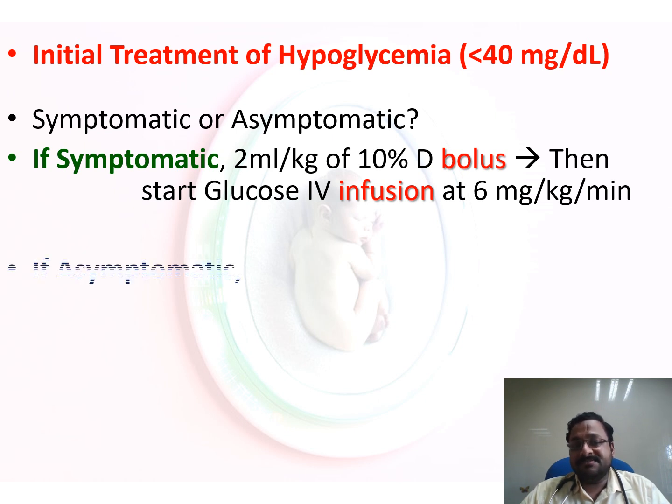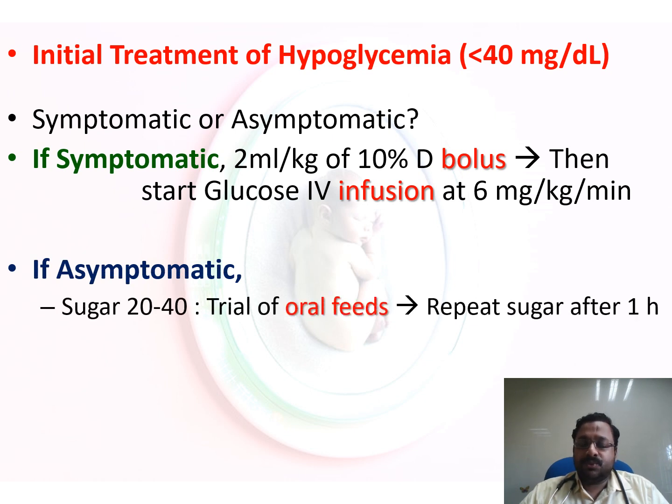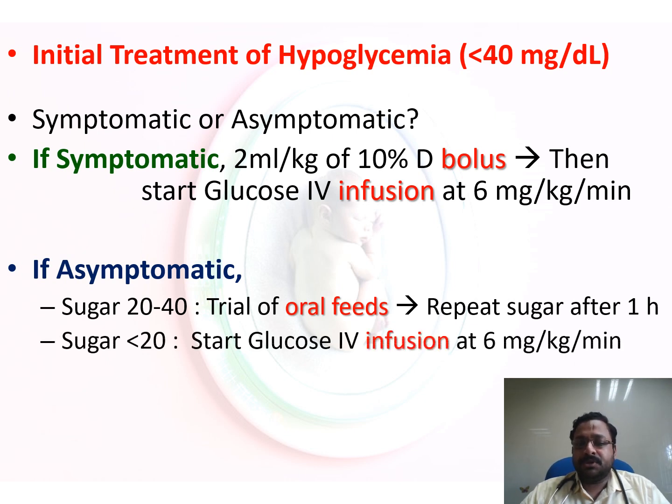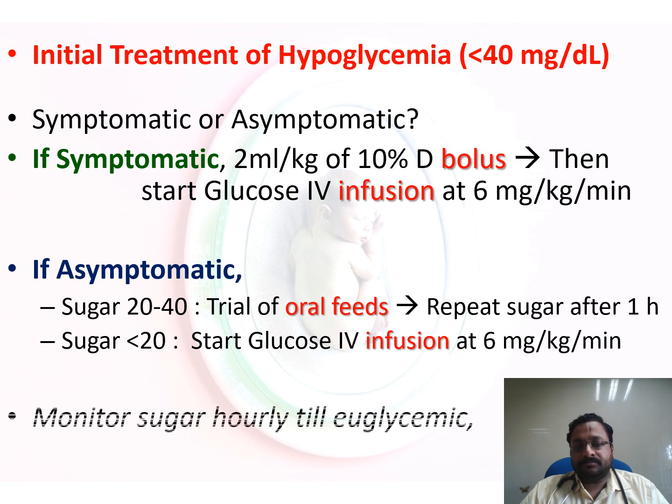However, if baby is asymptomatic, if the blood sugar is between 20 and 40, we give a trial of oral feeds and then repeat sugar after 1 hour. However, if sugar is too low, that is less than 20, then we don't give a trial of oral, we straight away start IV. However, here we don't give a bolus, we start straight away with infusion, because bolus IV has the risk of the baby developing rebound hypoglycemia.